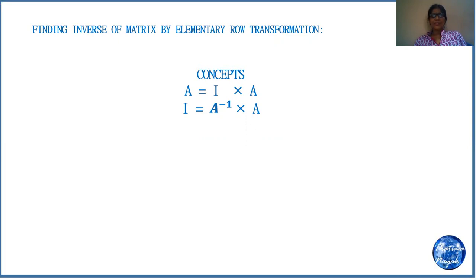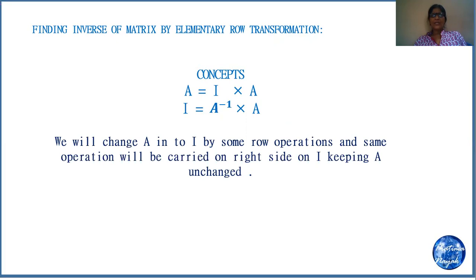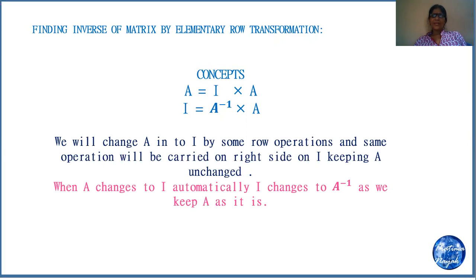So the concept is we'll change A into the identity matrix by some row operations, and the same operation will be carried out on the right side on the identity matrix, keeping A unchanged. When A changes to the identity matrix, automatically the identity matrix changes to A inverse, as we are keeping A constant, we are not changing it. When we go through an example, you will understand better.